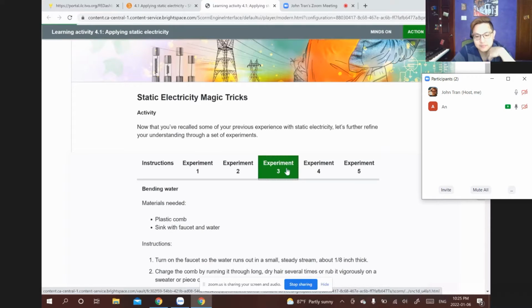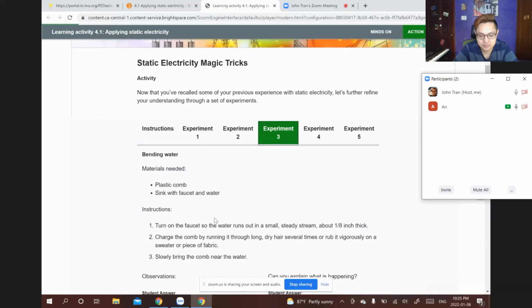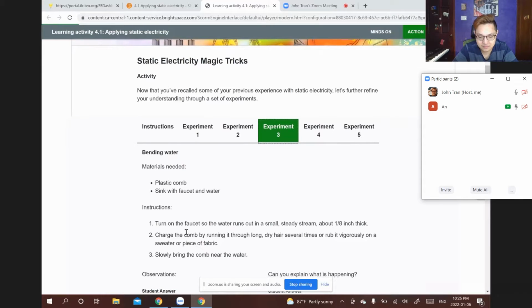Experiment 3, bending water. Materials needed: plastic comb, sink with faucet and water. Instruction 1: Turn on the faucet so the water runs out in a small steady stream about 1/8 inch thick. Charge the comb by running it through your hair several times or rub it vigorously on a sweater or piece of fabric.